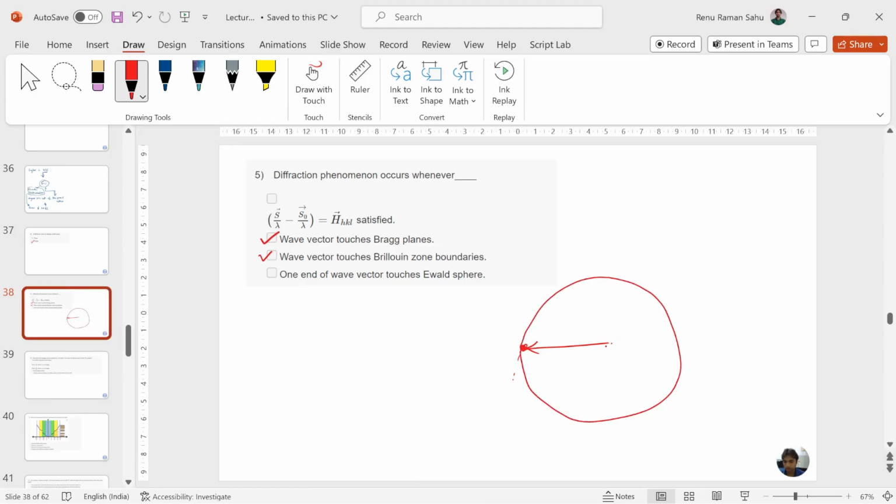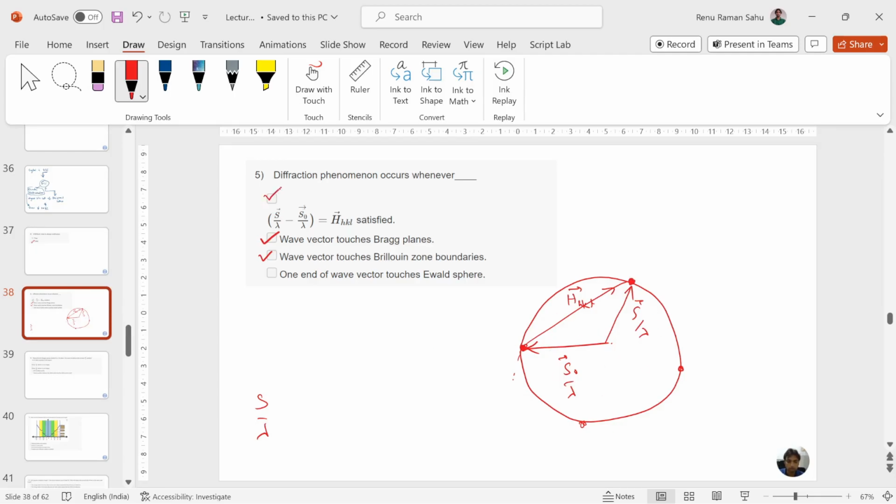Okay, anyway. So if you have another reciprocal lattice point, this is S by lambda, and this is S naught by lambda. If any of the reciprocal lattice points falls on this sphere, then this vector is HKL, because HKL is your reciprocal lattice vector. So when S naught by lambda minus S by lambda falls on this sphere, then diffraction happens.